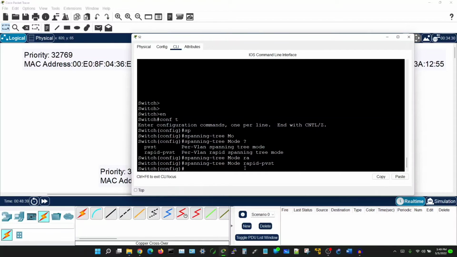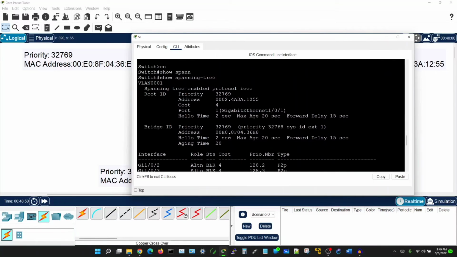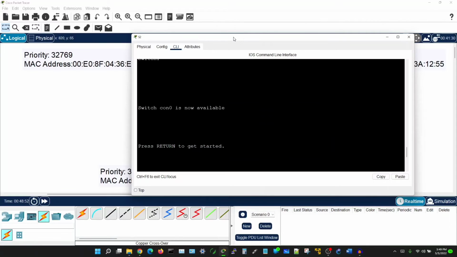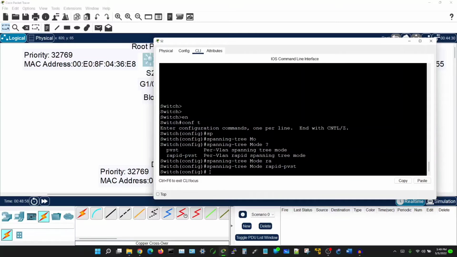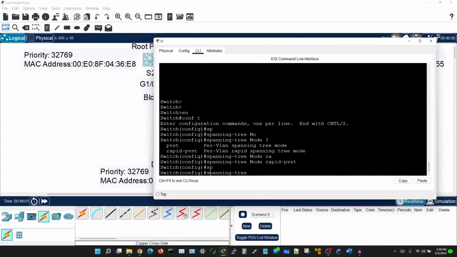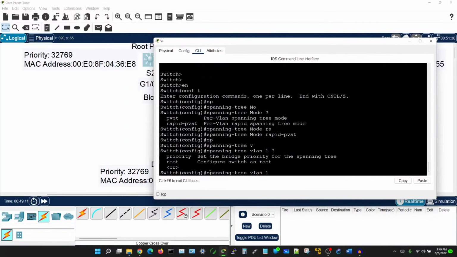Rapid spanning tree. Okay, perfect. Now, if we want this switch to act as the root, then we are going to provide the following command. So spanning tree, VLAN 1, because we're running only one VLAN in the entire network or topology. Okay, and we're going to have two options: priority or root.